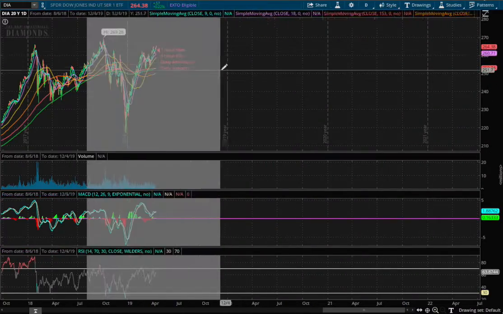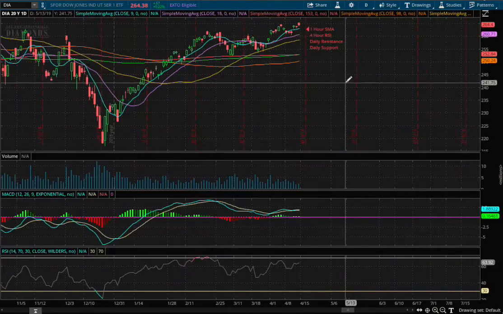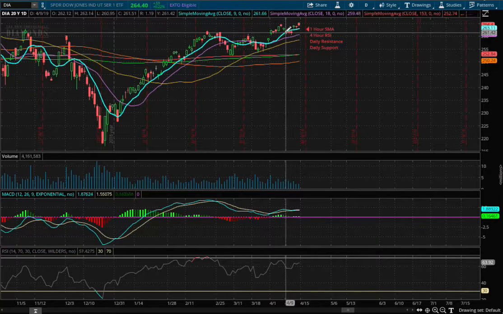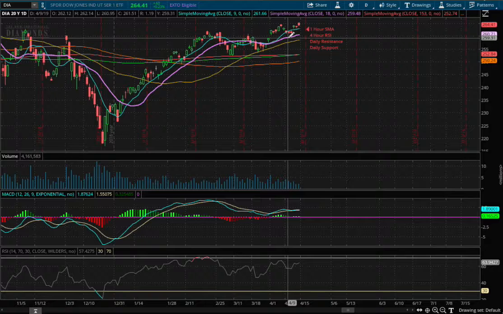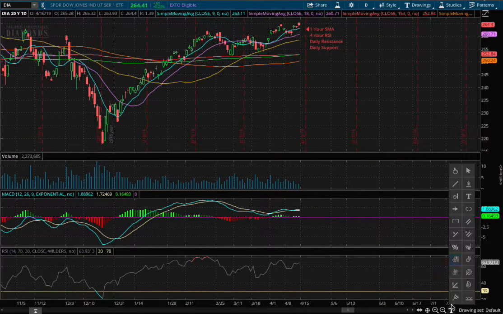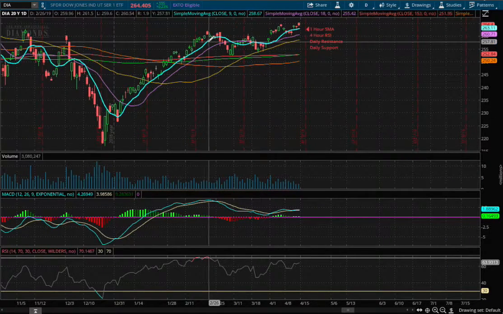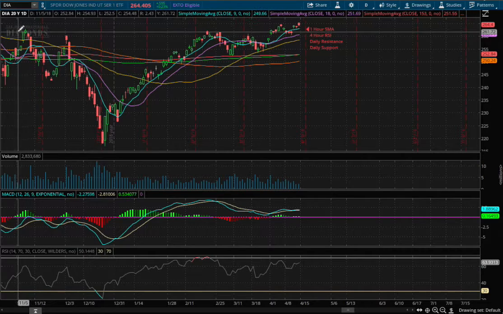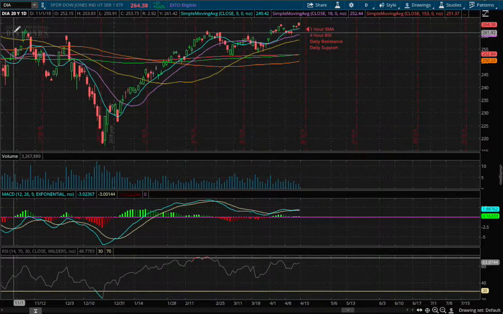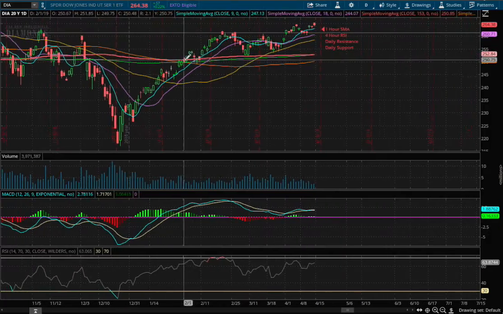On the daily chart, if we were to fall back, we still have the 9-day moving average and the 18-day moving average. I'll say the 18-day moving average is a better support. Reason why? The 18-day moving average coincides with previous resistance levels, so about the price of 261 and 42 cents.